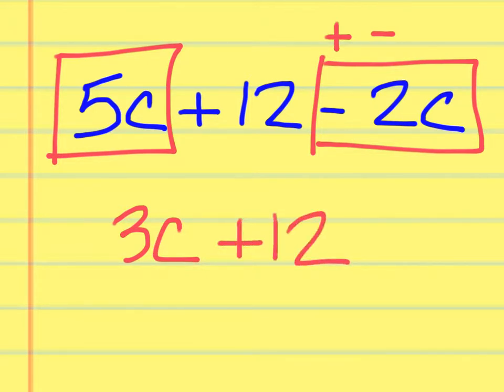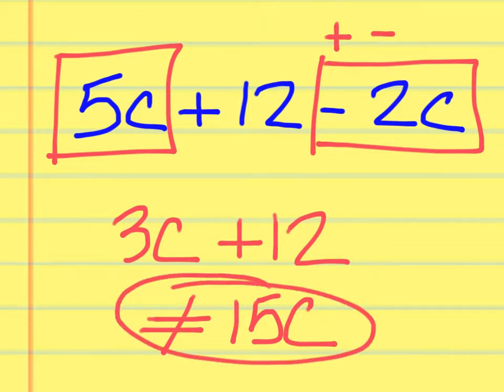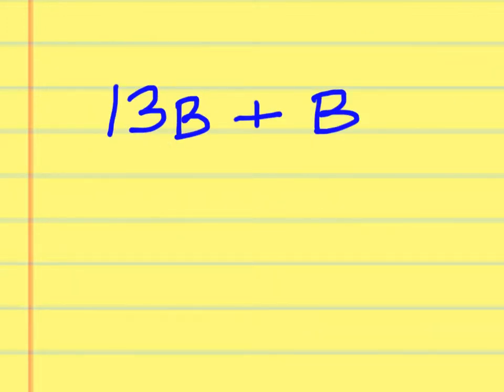You cannot do the following. 3c plus 12 is not equal to 15c. You can't add two terms together that are not like. 13b plus b. If you just see a variable with no number with it, that's the same thing as having a 1 there. So 13b plus 1b is 14b.